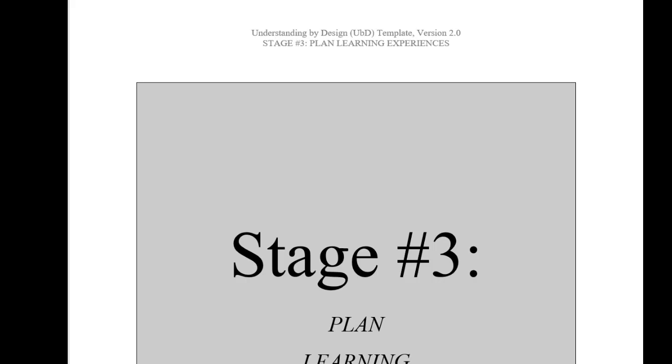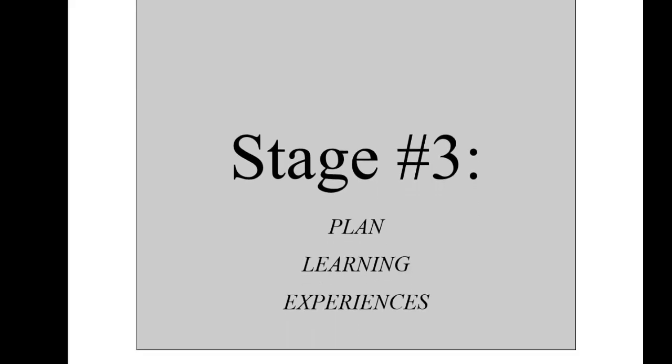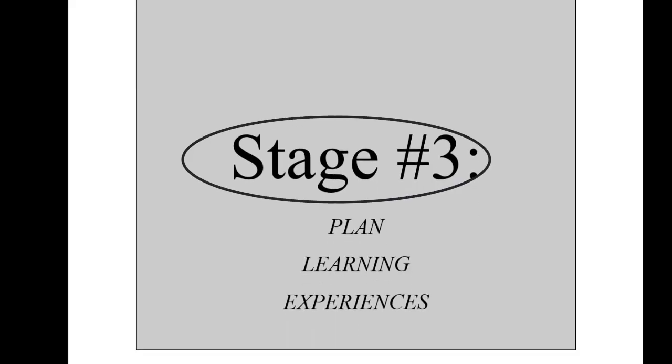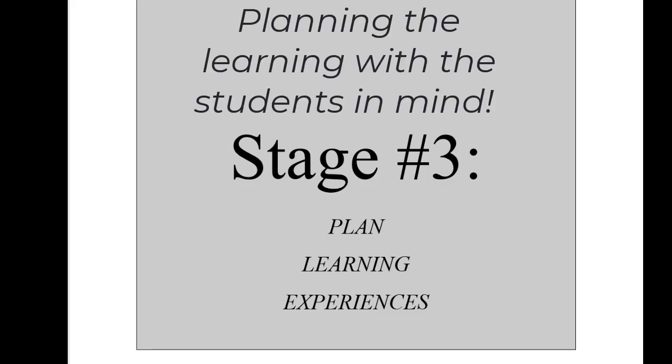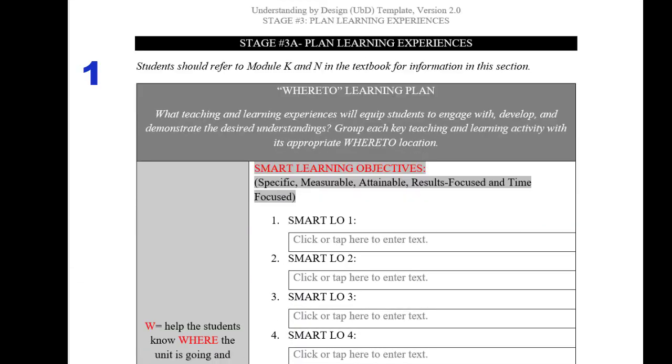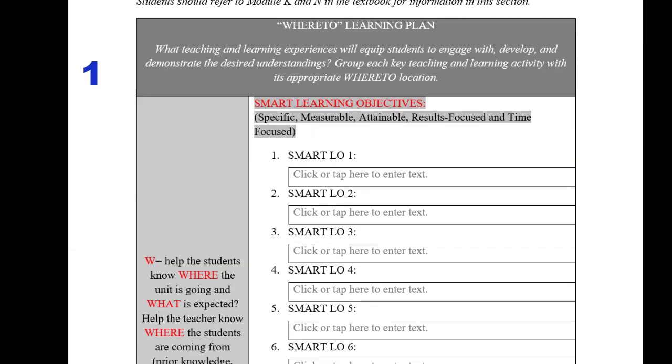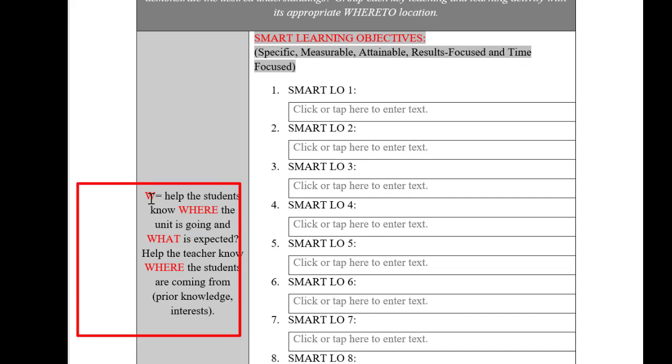So to begin, we are going to be talking about the stage 3 section of our Understanding by Design template today. Our stage 3 section is all about planning our learning experiences for those students. You want to make sure you have the perspective of the students in mind. Scrolling down here, we have our first section, which is going to be our WHERETO learning plan. So our WHERETO learning plan, this first section here is going to talk about the W.